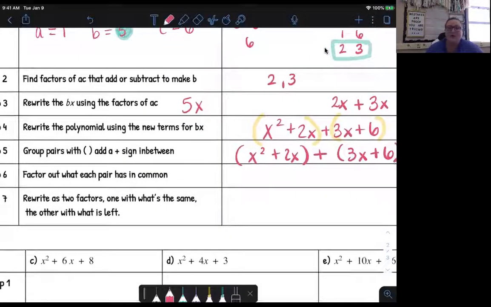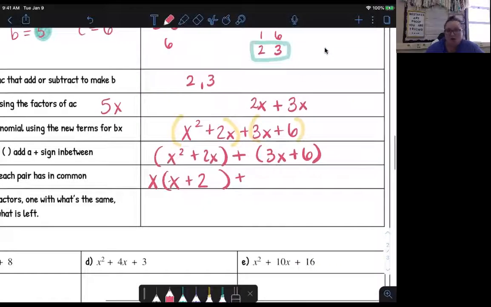Now we're going to factor out what each pair has in common. So what does x squared and 2x have in common? What's their GCF? Their GCF would be x, so we're going to factor out an x. Well, if I factor out an x from x squared, what would be left? An x. If I factor out an x from 2x, what would be left? A positive 2. Okay, what would the GCF of 3x and 6 be? Well, 3x and 6 both have a 3 in common. If I factor that out, I'm going to get x plus 2.